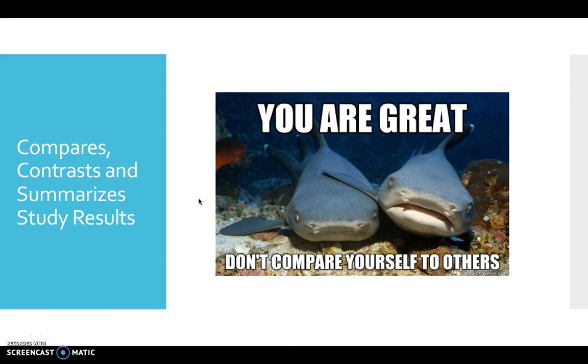A literature review compares, contrasts, and summarizes study results. So it doesn't just list what studies have been done and what they found. It compares them to other studies, and that's the original work that you have to do for this. And it contrasts and summarizes study results. So in the end, it's going to summarize and say, okay, overall, what's the picture of the literature right now?